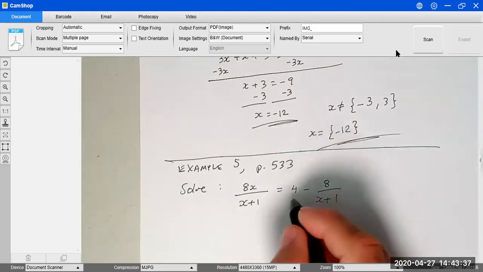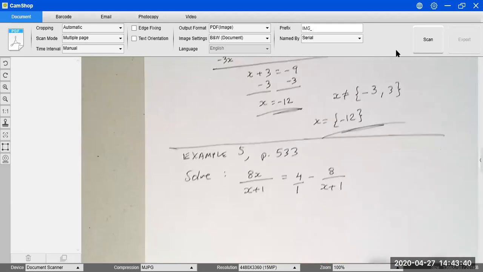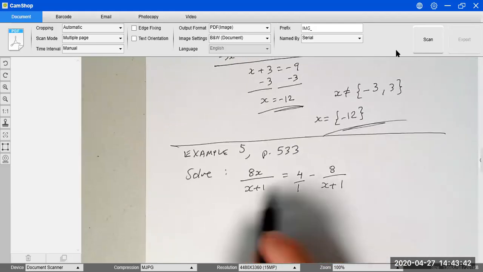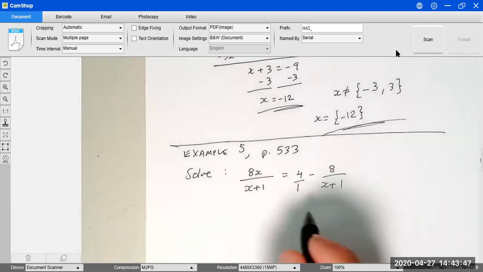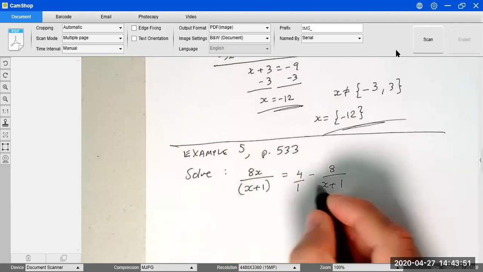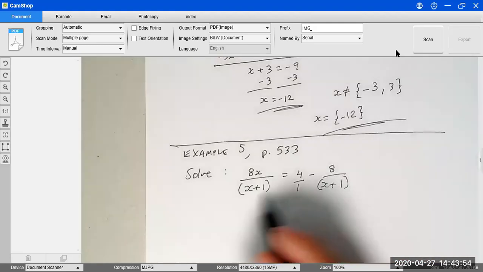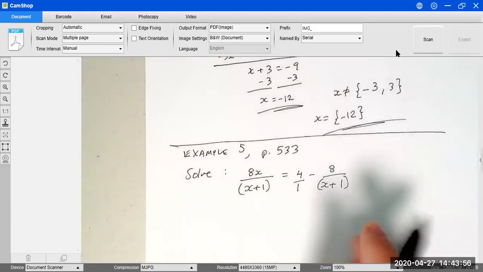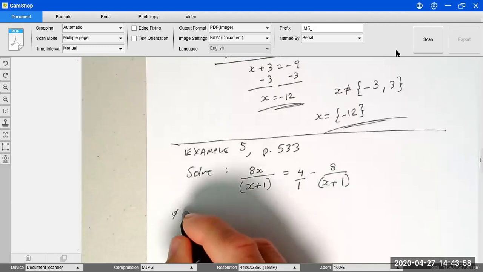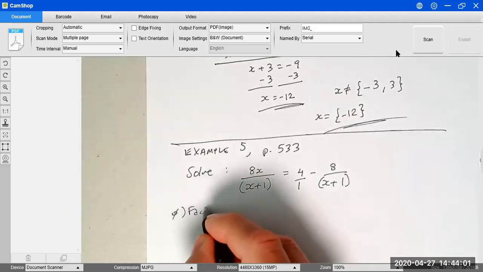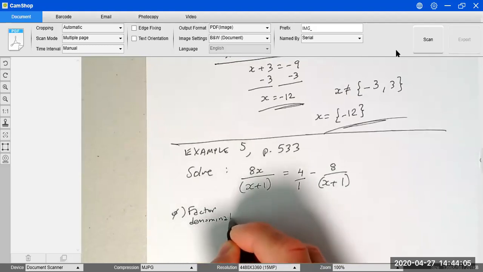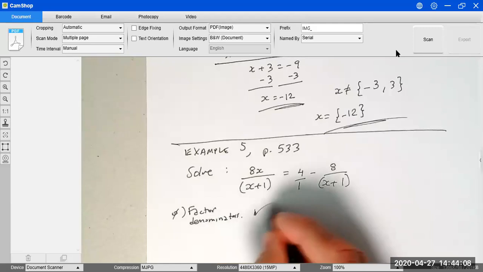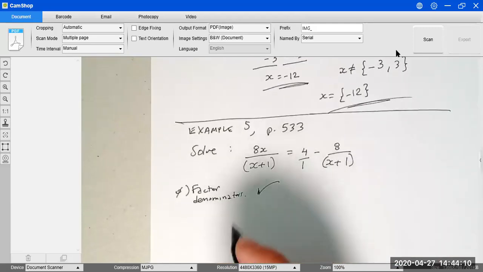So we're going to include this denominator here to have fractions everywhere. So factoring denominators, the denominators are already in factored form. There is nothing that we can factor out from this denominator. So that's our step 0. Factor denominators. That's fine, nothing to do.